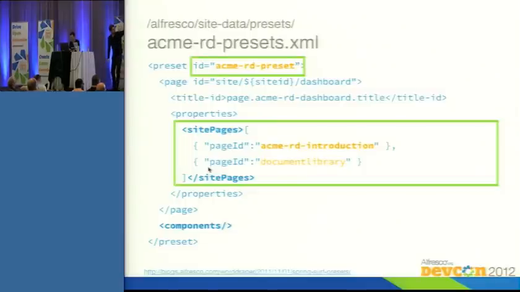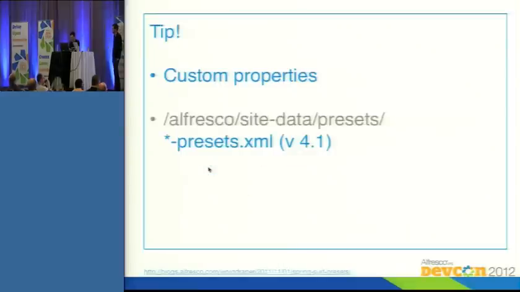In the properties section inside the presets file, you can define your custom properties if you wish. What that means is that other components can read these properties, and they could also update them. That's exactly what happens with the site pages property. The navigation component for a site is actually reading these properties and rendering them as links. And when you go in and change the pages that should appear on the site, that property is the one that gets updated. So if you wish to add your custom properties there, feel free to do that.